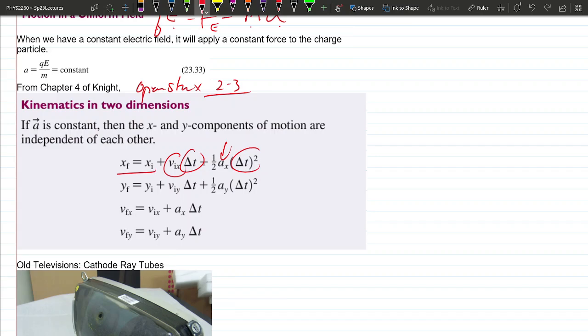And similarly, if you have acceleration in the y direction, so this is in the x, that will allow you to calculate the position, the amount of time it takes to travel in the y direction, and you can also relate these to the velocity variables. So you can determine how fast that object is moving.